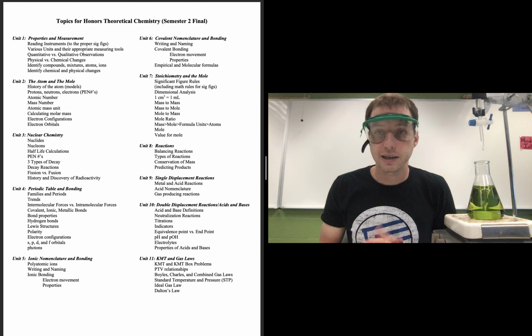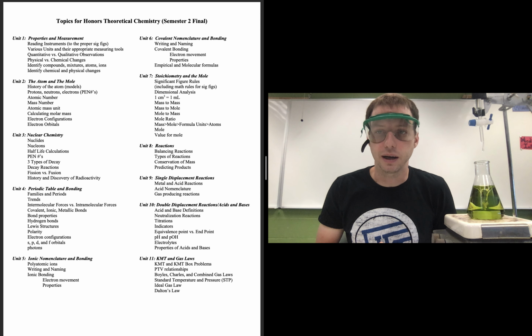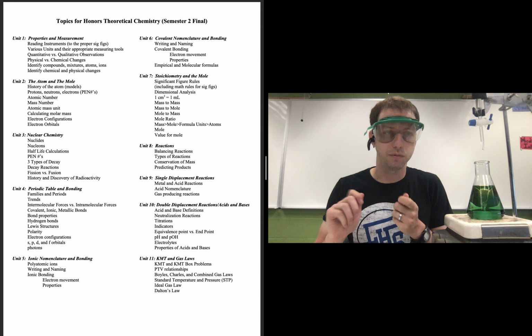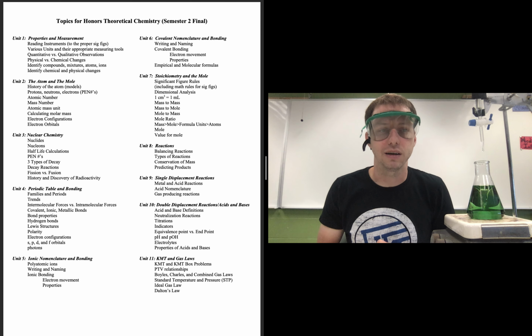Unit 4, periodic table. We're going to learn the trends on the periodic table, what information we can glean from it, and how we understand the world around us with the way the periodic table is laid out. Unit 5 and 6, we're talking about different types of compounds, ionic and covalent. What's the difference between those, and what makes them unique?